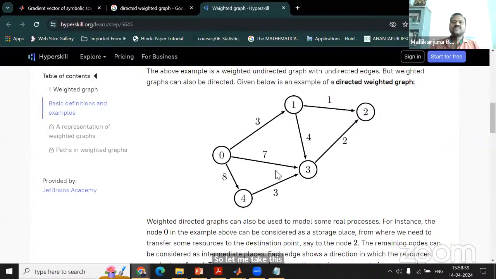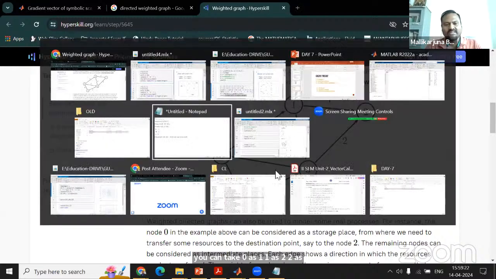Yes, this one. But don't take 0 for MATLAB. If 0 is a label for a graph, you take it as 1. For 0, there is no meaning in MATLAB. You can't assign 0. You can take 0 as 1, 1 as 2, 2 as 3, like that. But observe here, what is the difference?